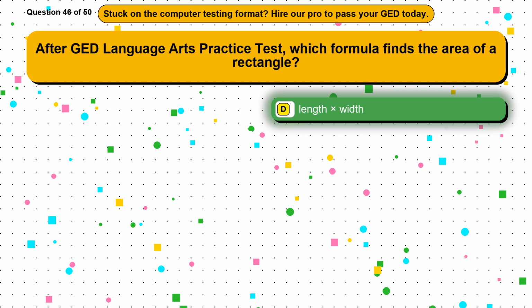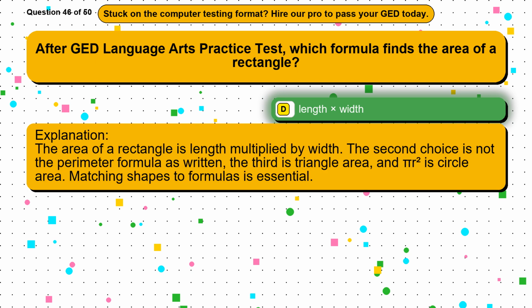The area of a rectangle is length multiplied by width. The second choice is not the perimeter formula as written, the third is triangle area, and pi r squared is circle area. Matching shapes to formulas is essential.